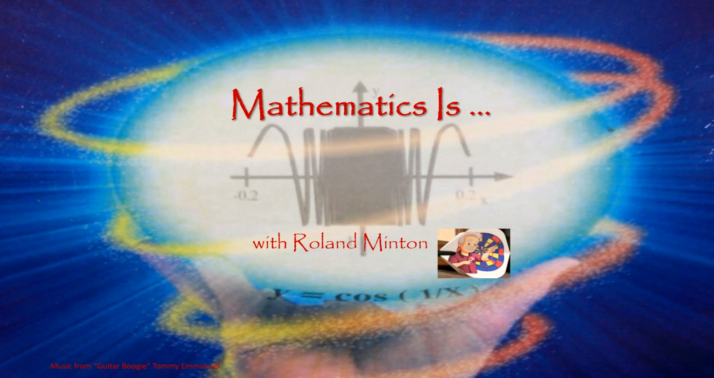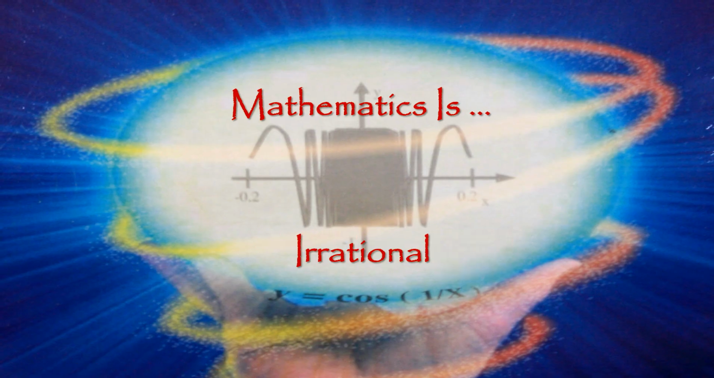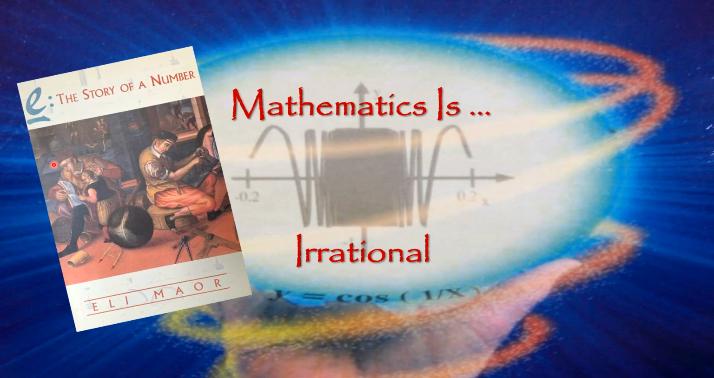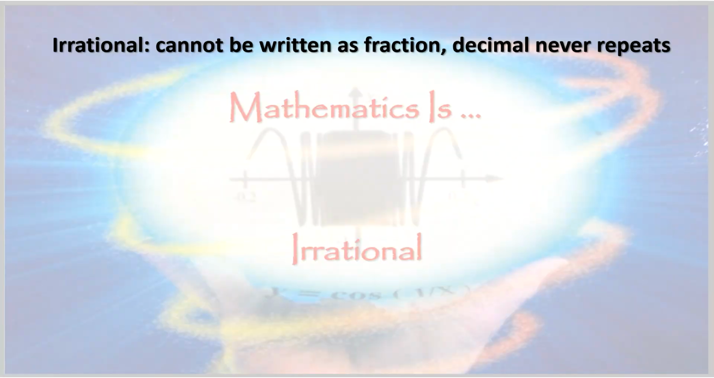In this episode, Mathematics is Irrational. We'll look at some of the surprising facts about the irrational number e. Irrational means that e cannot be written as a ratio of integers, and also that its decimal representation does not repeat forever. The value of e starts with 2.71828, and that's as far as you would normally want to go, because the next four digits repeat, 1828, which makes it hard to claim that the digits do not repeat.